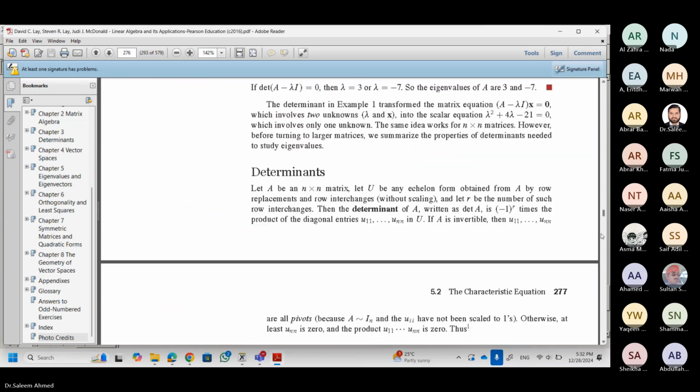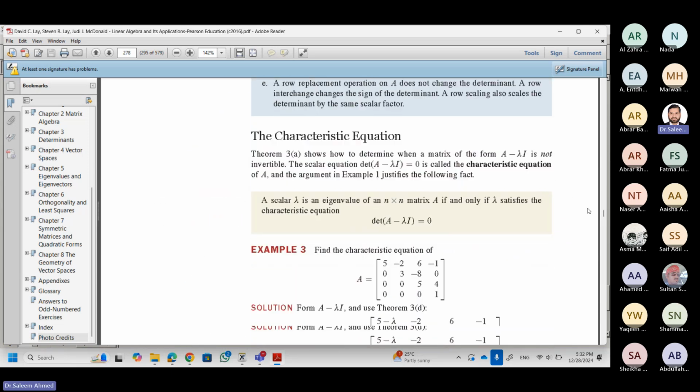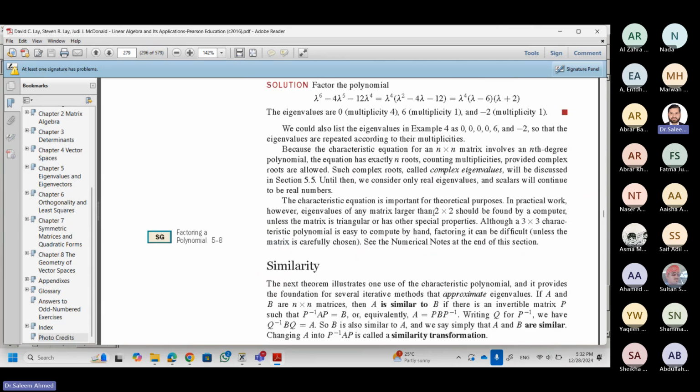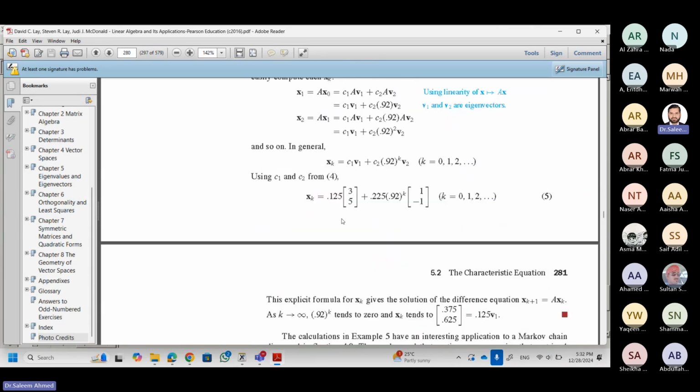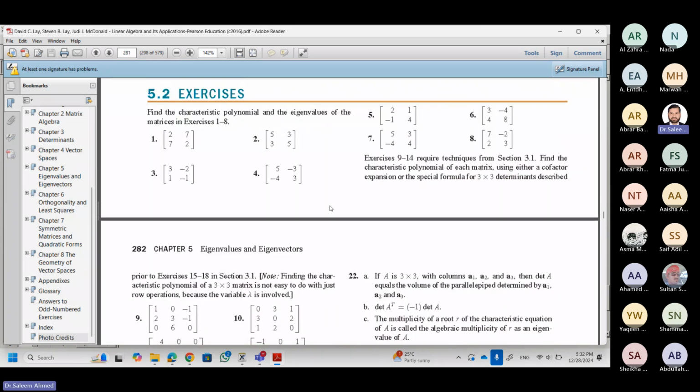In 5.3, you see here it is a characteristic equation. I think that is given in 5.2. Characteristic equation is used to find the eigenvalues. Okay, and once you find the eigenvalues, we know how to find the eigenvector. So let me go in detail and do one of the problems.